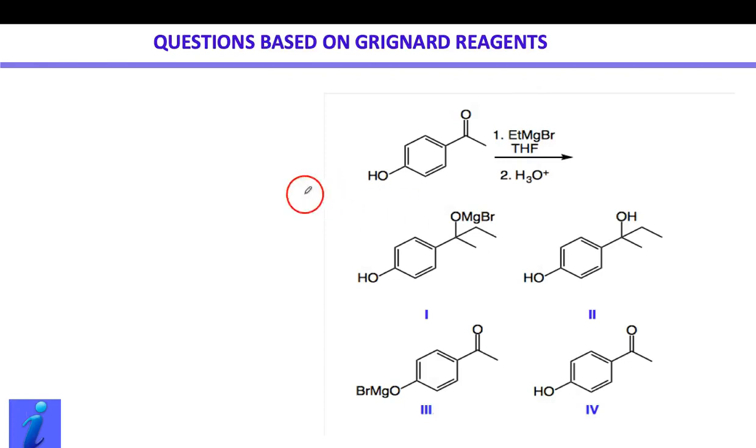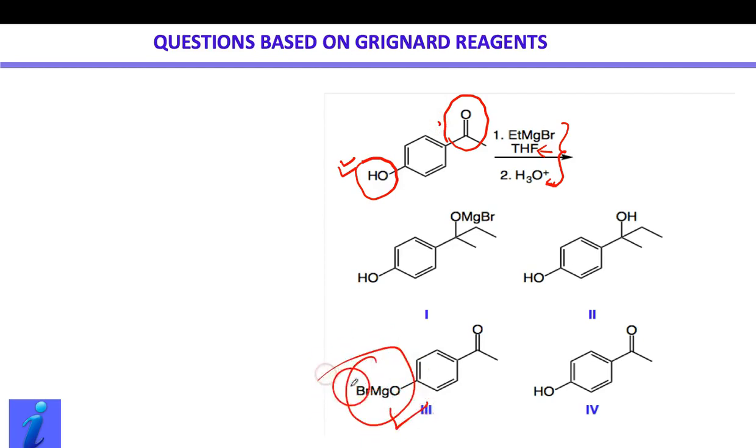Moving to a few examples of Grignard reagent, questions of Grignard reagent. See, ethyl magnesium bromide in presence of tetrahydrofuran, then NH4Cl, H3O plus. So you can see that there is a carbonyl compound, there is a polar hydrogen, and polar hydrogens are more reactive than the carbonyl compound. That means the correct option is the third, in which the polar hydrogen is eliminated.